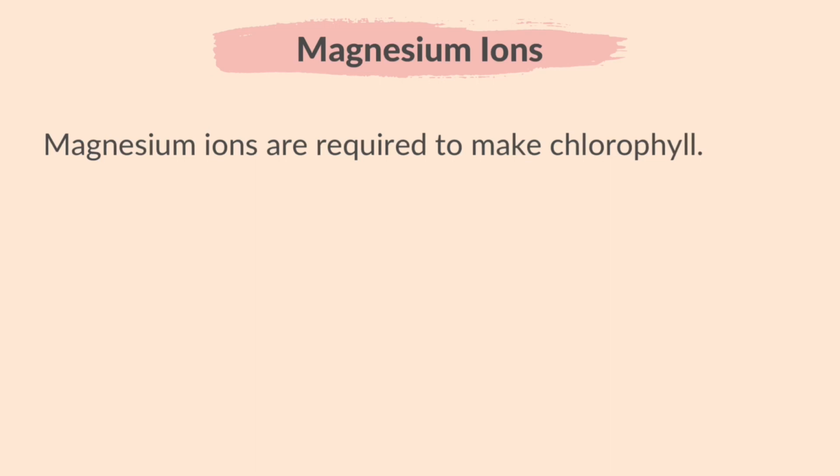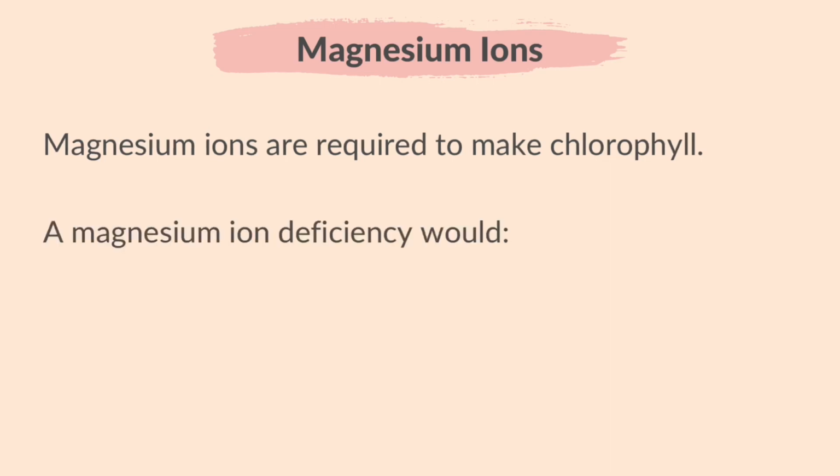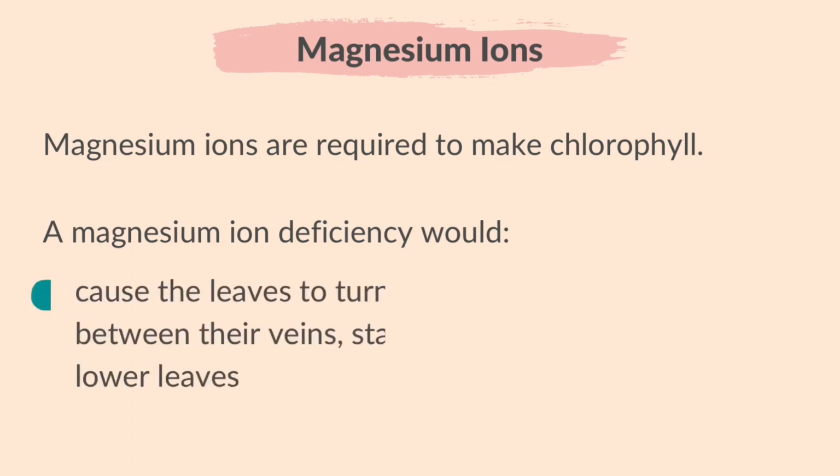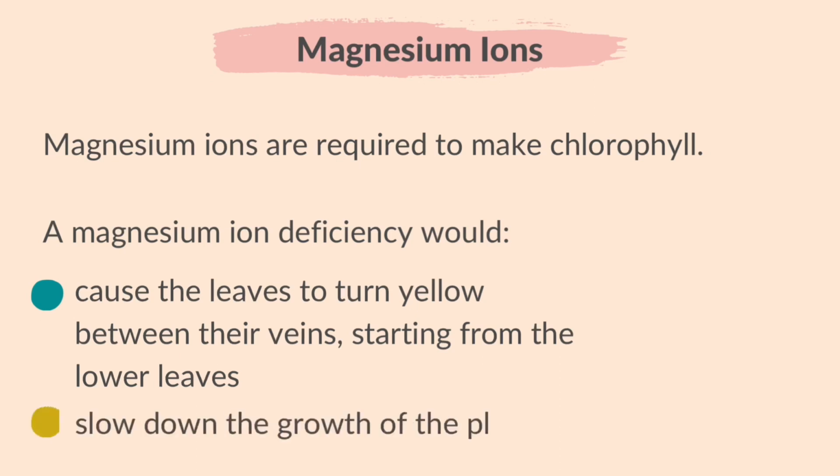Magnesium ions are required to make chlorophyll. If a plant has a magnesium ion deficiency, then it will lack chlorophyll. Leaves will turn yellow from the bottom of the stem upwards, and plant growth will slow down due to reduced photosynthesis.